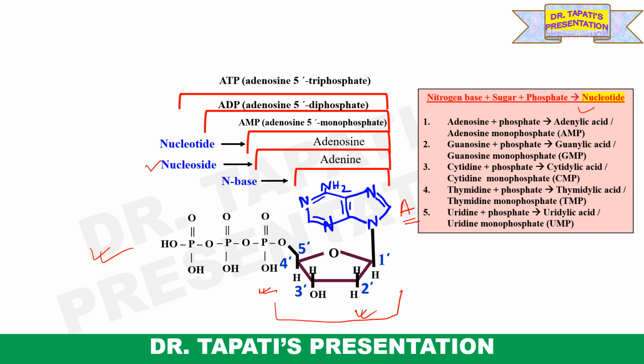But when two molecules of phosphate groups are attached with adenosine, that is known as ADP, or adenosine 5' diphosphate. And when three molecules of phosphate groups are attached with adenosine, it is known as ATP, or adenosine 5' triphosphate.